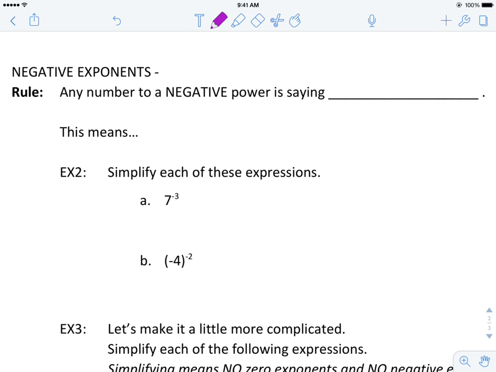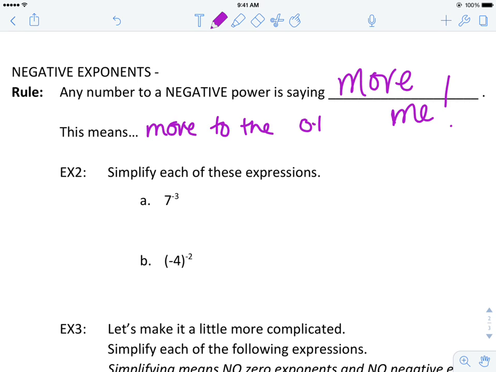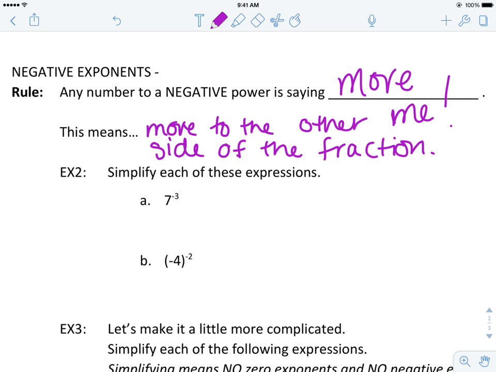It says that any number to a negative power is saying, move me. That means you move it to the bottom of the fraction, to the other side of the fraction. So that means if my exponent is on the bottom of a fraction, it moves to the top. If it's on the top of a fraction, otherwise known as normal, it moves to the bottom.